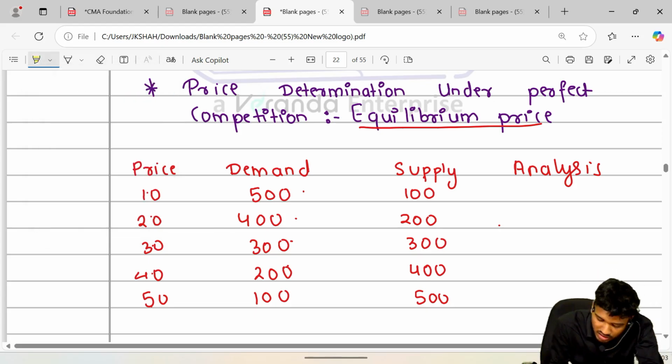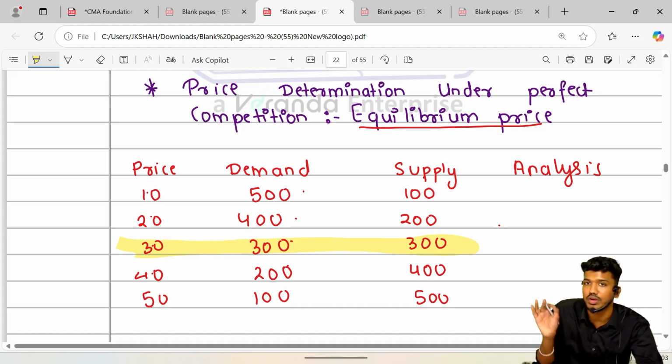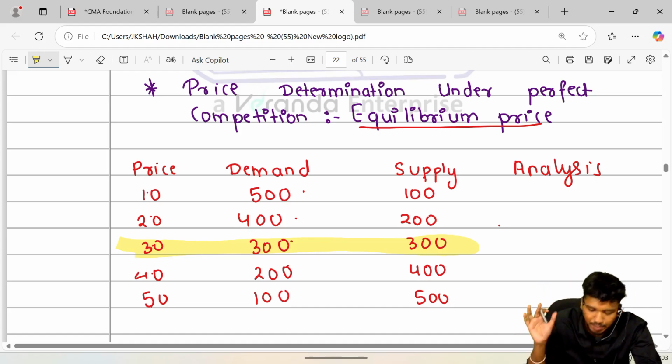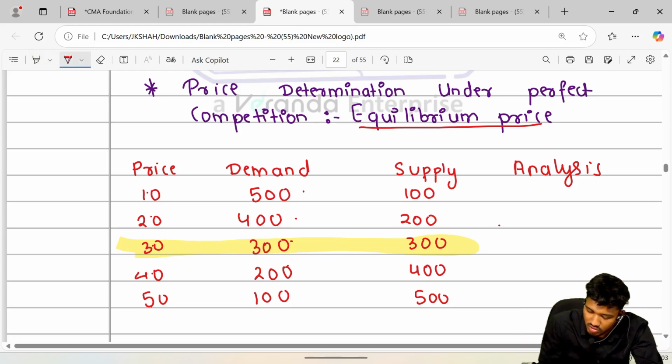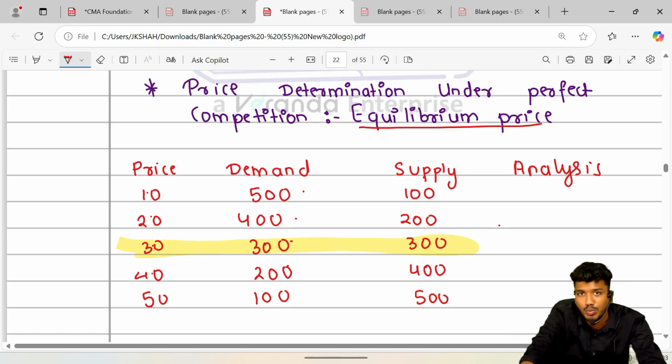So basically if you see, 30 is the price where quantity demanded is exactly equal to quantity supplied. So that way, we'll have to make the diagrammatic presentation also. So equilibrium price is 30 where quantity demanded is equal to quantity supplied, because equilibrium price is that price where demand is exactly equal to supply. So it is price 30 only.